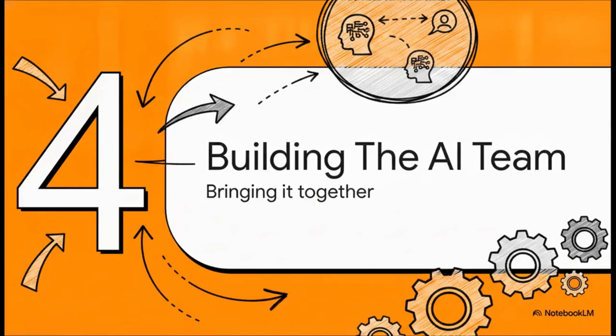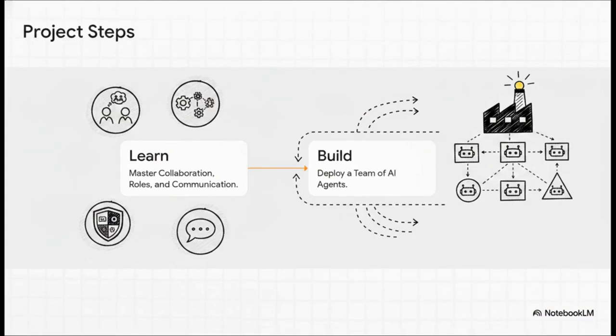Section 4. Building the AI team, bringing it all together. So, let's look at how this all builds toward our final outcome. Step 1. You acquire the 3 core skills. You architect how the agents collaborate, you assign them distinct operational constraints, and you establish their JSON-based communication protocols. Then step 2. You actually deploy the final multi-agent project.